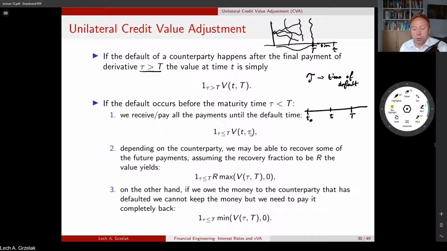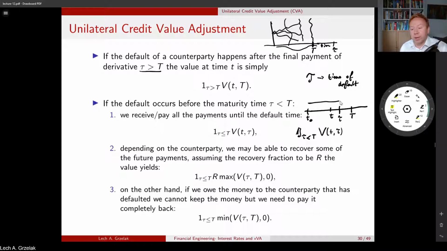So of course, if the default happens at this point, so if we have tau here, then we receive all the payments, tau smaller than t. These will be payments until downtime. So basically, we cover all these expenses, all the transactions up to this point are handled if the default happens at this time. Now, depending on the counterparty, we may be able to recover some of the future payments.